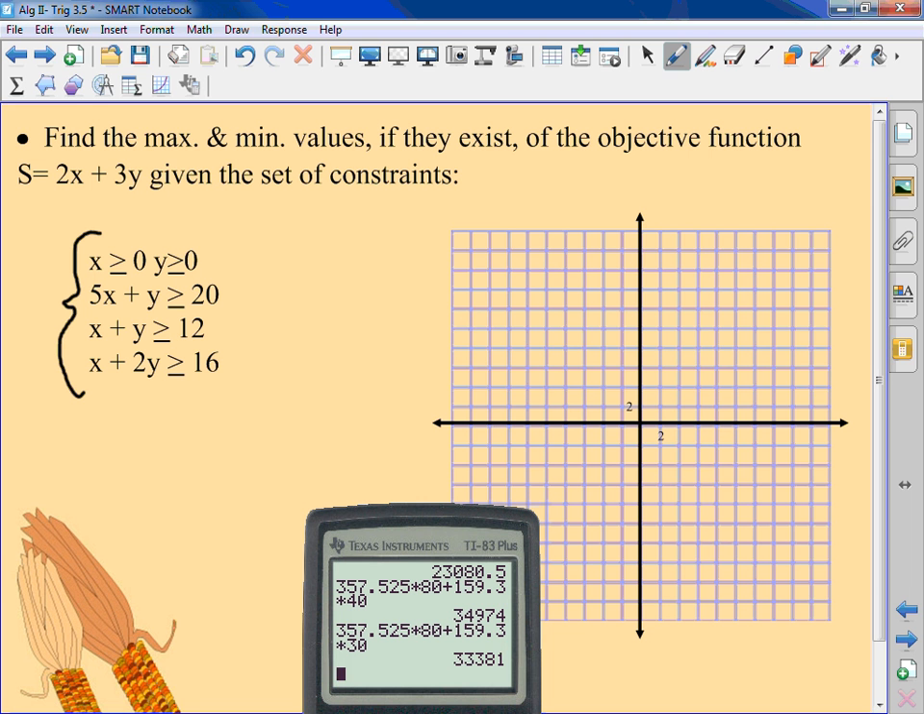What you're going to do for homework is graph these four. Find the feasible region. Find the corner points. Put those corner points into that function and find out which one's the maximum, which one's the minimum.